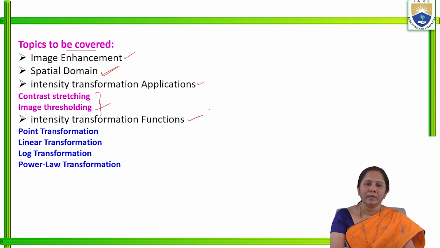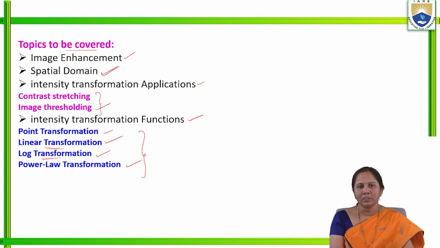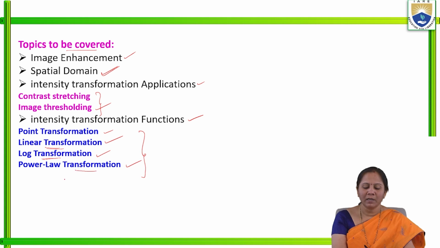Next, we will see about intensity transformation functions. Here, there are different intensity transformation functions available: point transformation, linear transformation, log transformation, and the last one is power law transformation. So, all these are the 4 functions of intensity transformation. Along with this, in linear transformation itself, there are different subtopics available. We will also learn about log transformation, and not only log, inverse log also we are going to learn, and power law transformation.